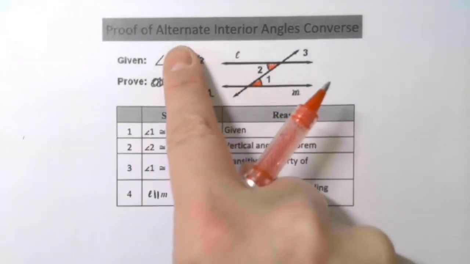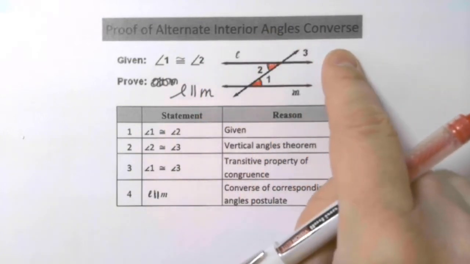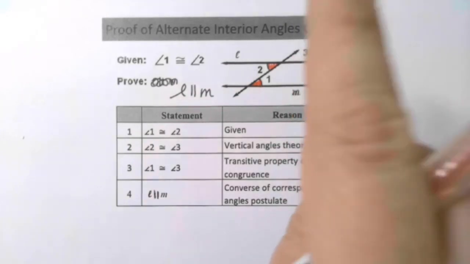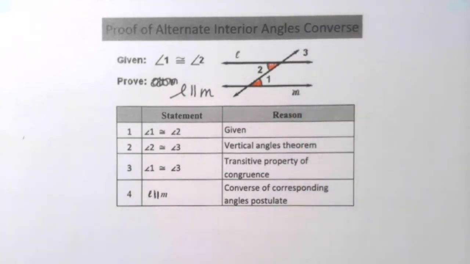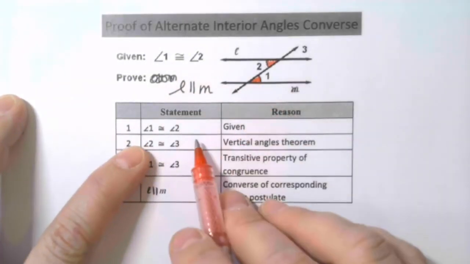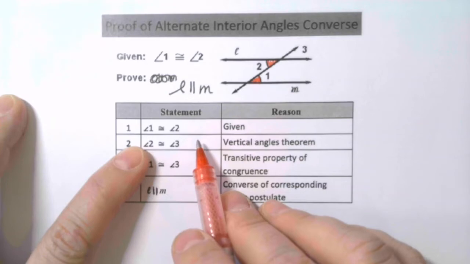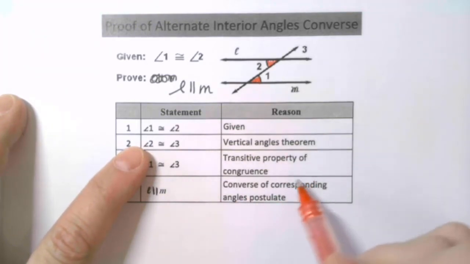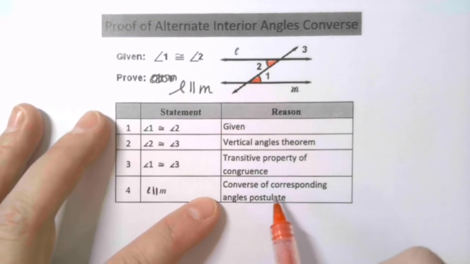You can't use the alternate interior angles converse because that is what we're trying to prove. So you can use any other theorems except for that one. All right, here's how your two-column proof goes. You start by stating the givens. 1 and 2 are congruent. Okay. Now, we need to prove this another way. So this one is going to use corresponding angles.